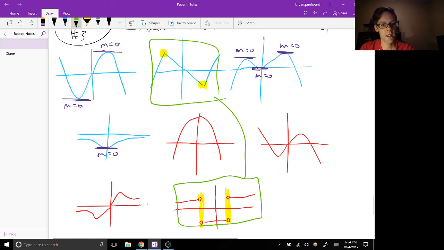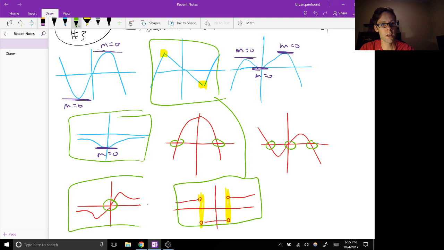So take a peek at this. This one crosses the x-axis once. This one crosses the x-axis twice. This derivative crosses the x-axis 3 times. So that seems suspicious to me. So I might match up this function with this function, with its derivative.